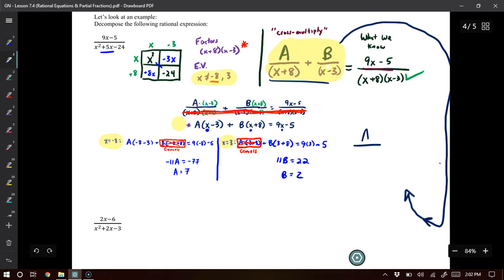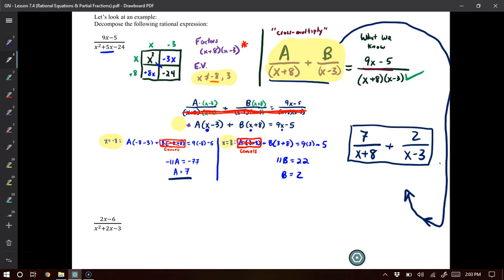And I have a over x plus 8 plus b over x minus 3. Those are the things I'm looking for, and I was looking for the values of a and b. So rather than writing down a, I'm going to write down 7. Rather than writing down b, I'm going to write down 2. That is the answer.